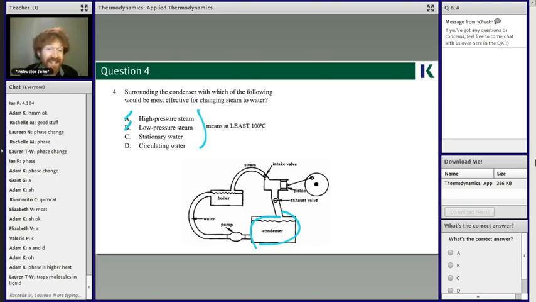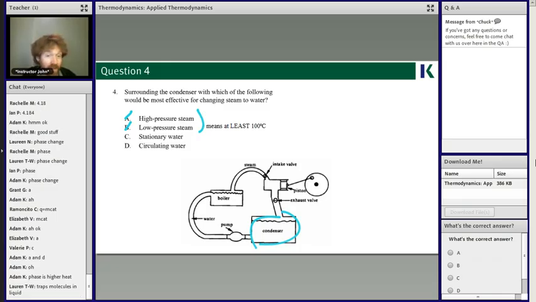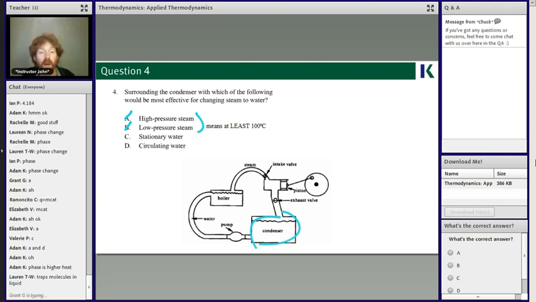Because if it's steam, that means it's by definition at least 100 degrees Celsius, right? Water boils at around 100 degrees Celsius, so we're surrounded with something that's pretty darn hot. So we don't want to surround with something hot, we want to surround with something cold. Exactly. So what's going to be more effective? Either stationary water or circulating water to cool down that condenser.